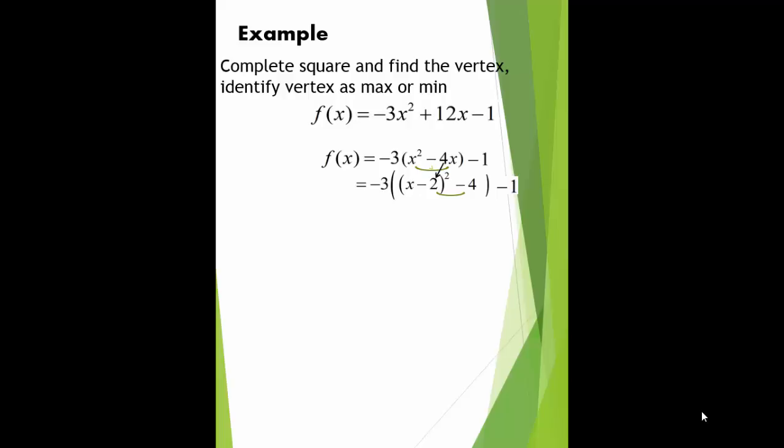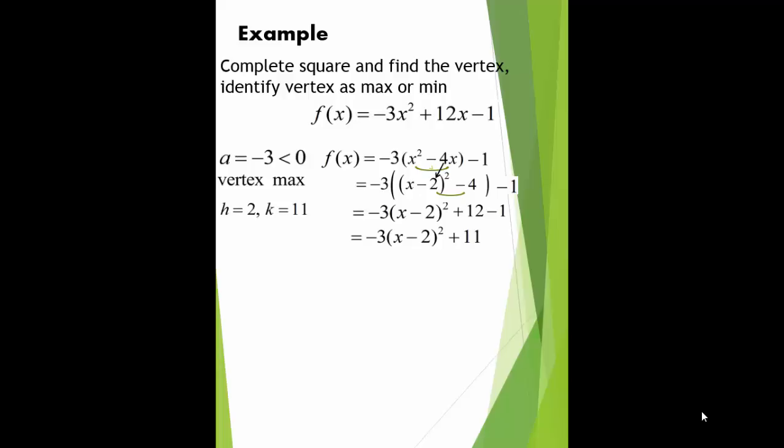What is the next step? Now you can see inside the big parenthesis, you have x minus 2 squared as one factor and 4 as another factor. Subtract it. So we want to distribute the negative 3 like this. Negative 3 times negative 4 will give you 12. Now further simplify, you get negative 3 of x minus 2 squared plus 11. So if you compare with the standard form we have seen, your h is 2 and k equals 11. Since I have leading coefficient a as negative 3, which is less than 0, the vertex is a maximum.